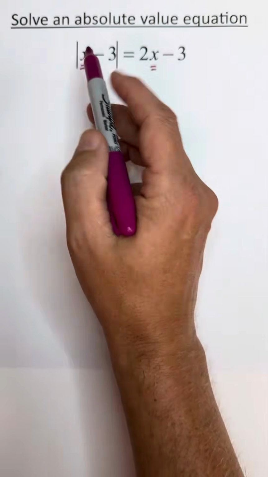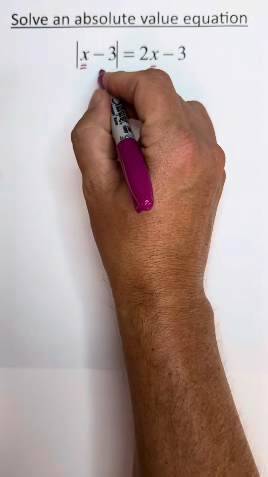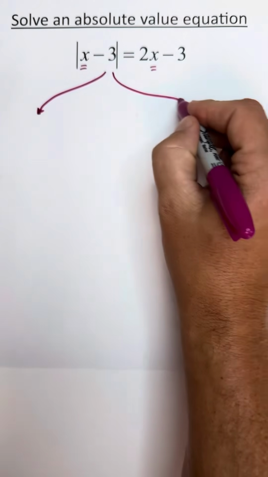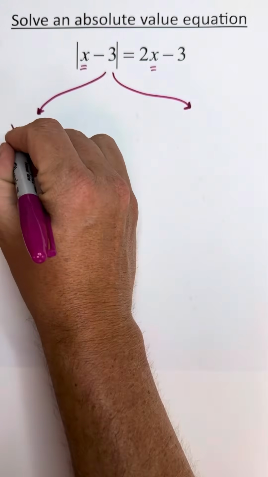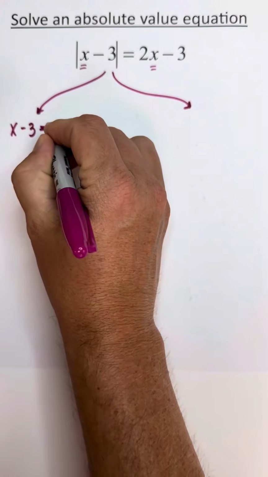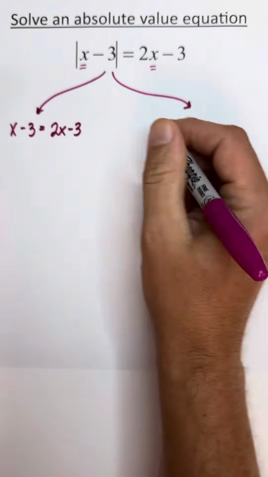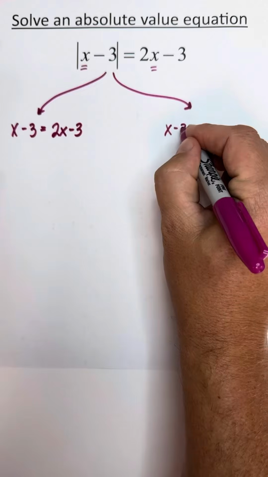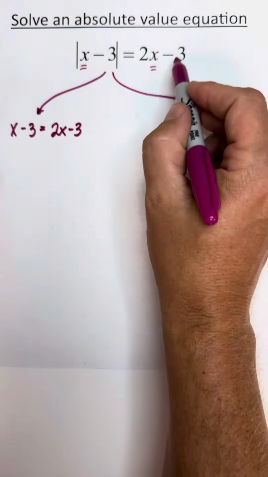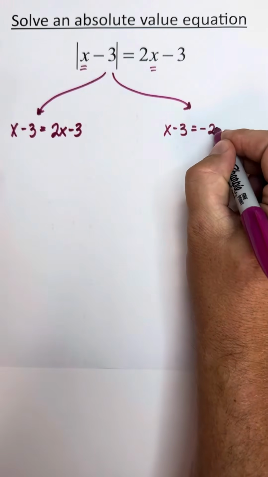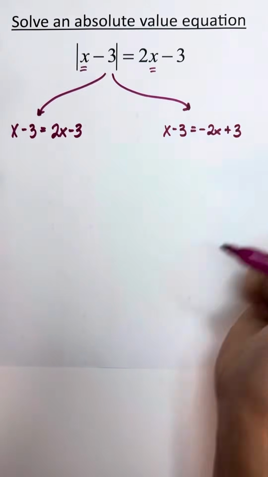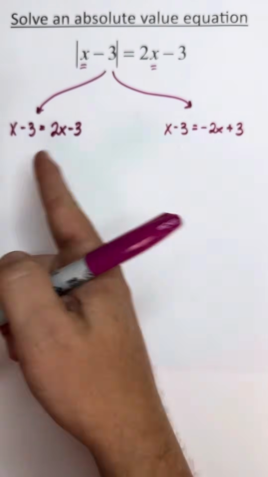Now, because the absolute value is all by itself, we can go ahead and split this up into two problems, just like normal to solve. So we have x minus 3 equals 2x minus 3. Or we have x minus 3 equals, and we take the opposite here, so negative 2x plus 3. Now we're going to solve each of these equations.